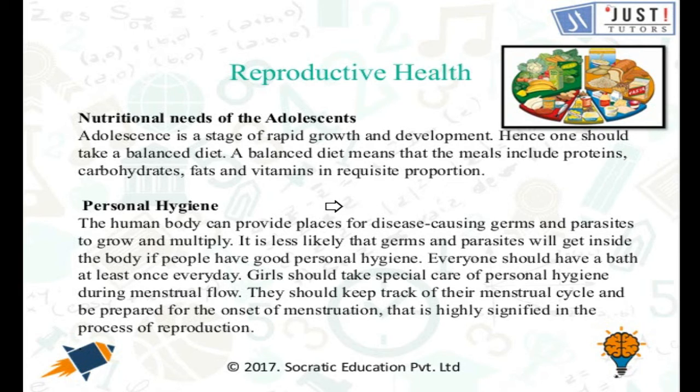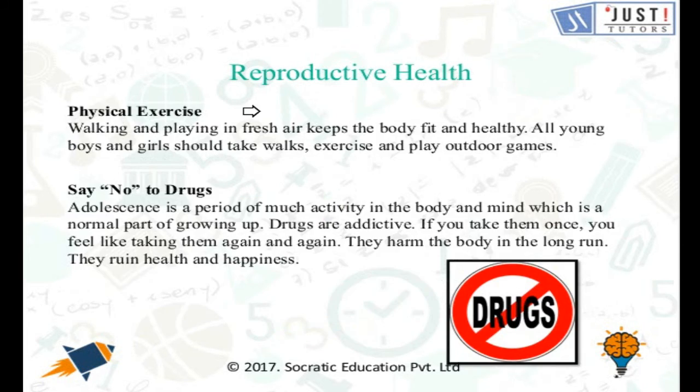Now when we talk about personal hygiene, the human body can provide places for disease-causing germs and parasites to grow and multiply. Everyone should have a bath at least once every day. Girls should take special care of personal hygiene during menstrual flow. They should keep track of their menstrual cycle and be prepared for the onset of menstruation, which is highly significant in the process of reproduction. When we talk about physical exercise, walking and playing in fresh air keeps the body fit and healthy. All young boys and girls should take walks, exercise and play outdoor games.